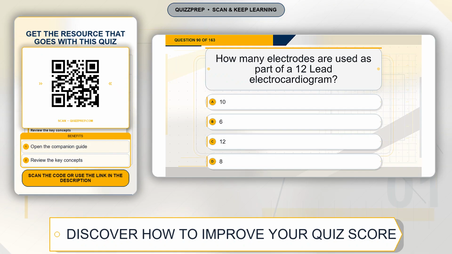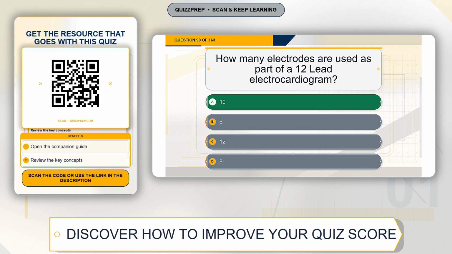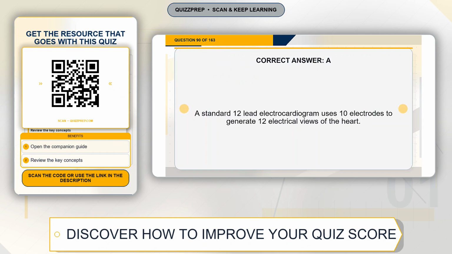How many electrodes are used as part of a 12-lead electrocardiogram? Option A, 10. Option B, 6. Option C, 12. Option D, 8. The correct answer is option A, 10. Explanation. A standard 12-lead electrocardiogram uses 10 electrodes to generate 12 electrical views of the heart.